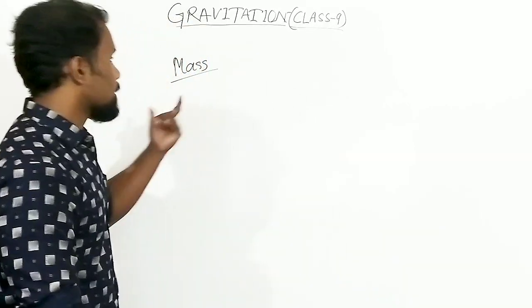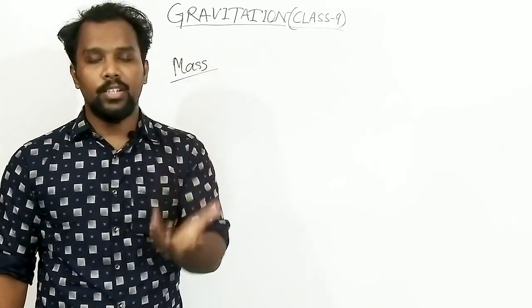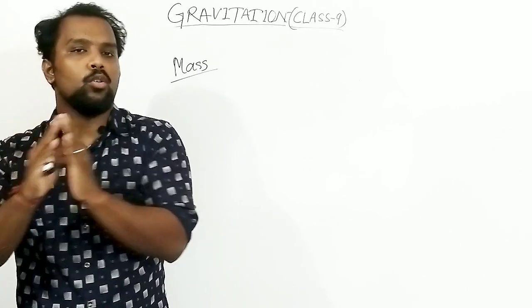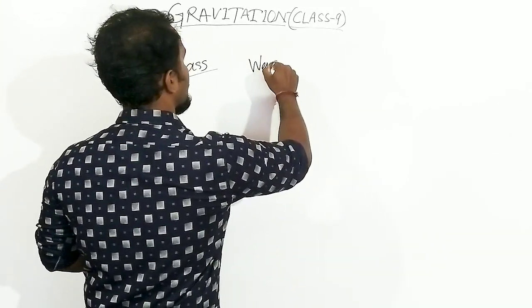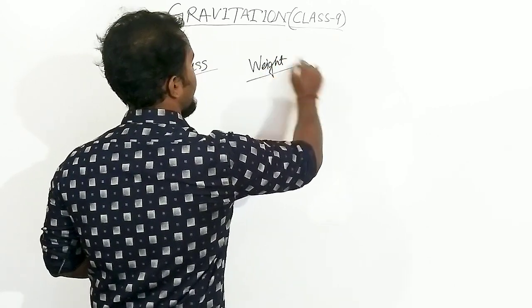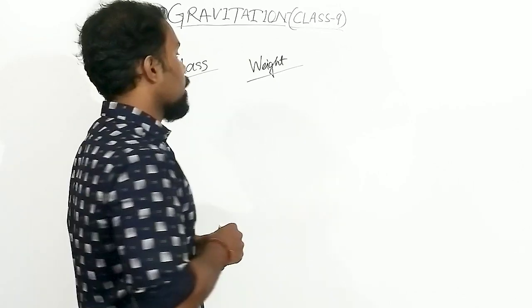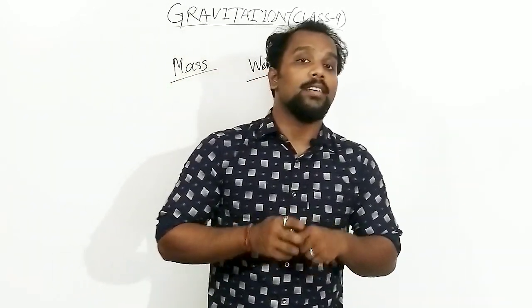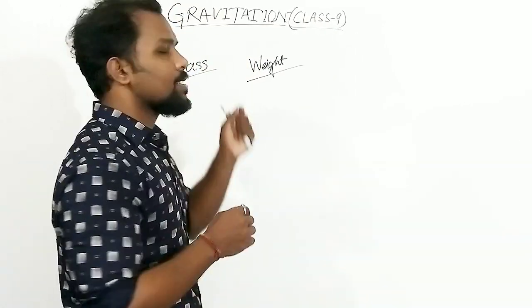But there is a certain condition. With mass, if we multiply something by an extra quantity, the result we get is not going to be constant. That thing is known as weight. Now what is weight? We have to discuss it. Weight is nothing but the force applied by the earth on a certain object.